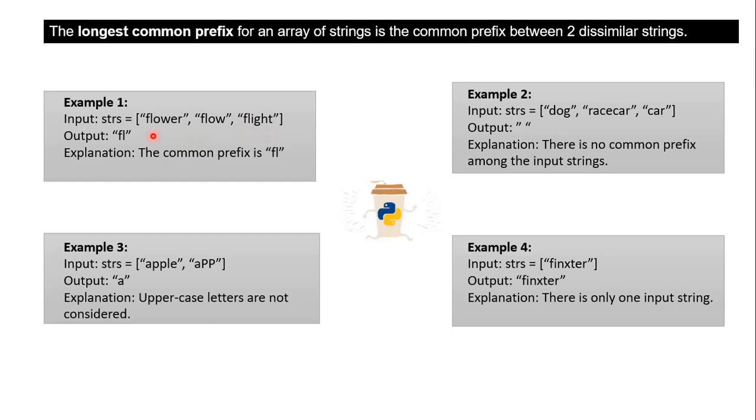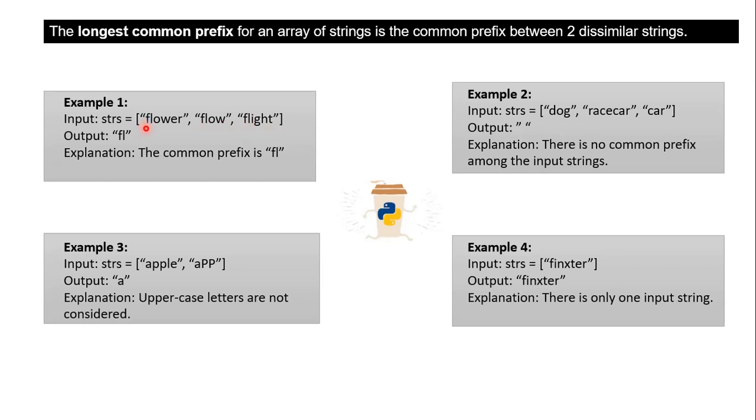Now, what's the longest common prefix in this case? Longest common prefix means you have to consider all the three strings such that the prefix in each string has to be common. For example, let's have a look at flower. If you consider the characters F and L, that is also present in the next string flow, while FL is also the prefix for the string flight.